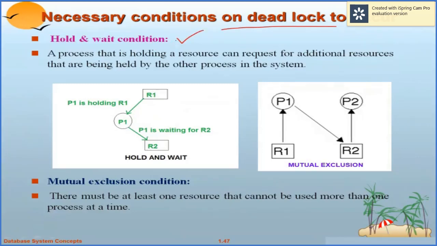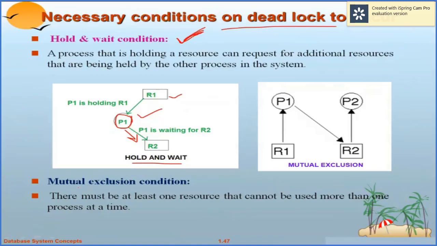So this is something which is going to happen, which leads to the deadlock condition: the hold and wait condition. So what is happening here? I have P1. P1 is a transaction and it is holding the resource R1, and on the other hand it is sending a request to R2, like we have seen just now. That is called the hold and wait condition.